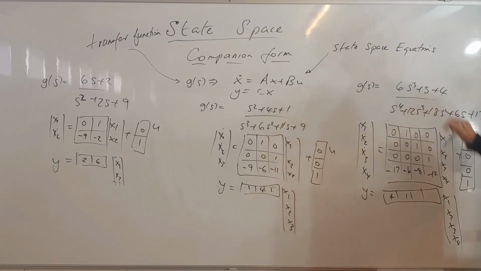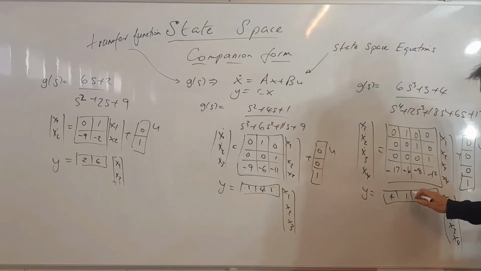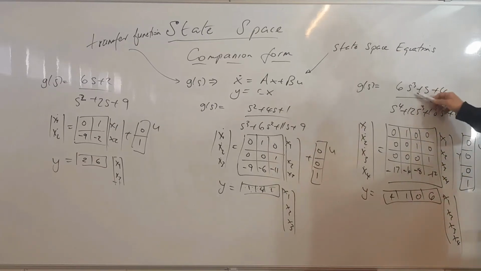Now there's no s squared, so that's a 0 in there. And there's 6s cubed, yeah. So it's going to be 4, that's the 4. There's the 1, there's no s squared, so that's a 0, and there's 6 of these.